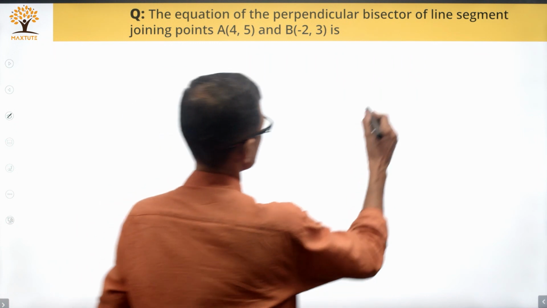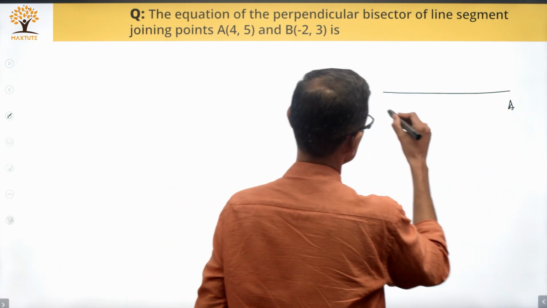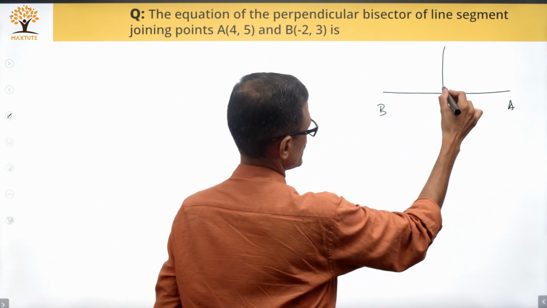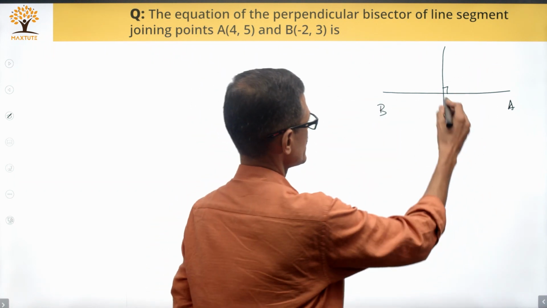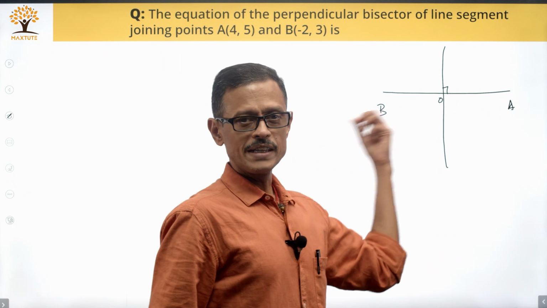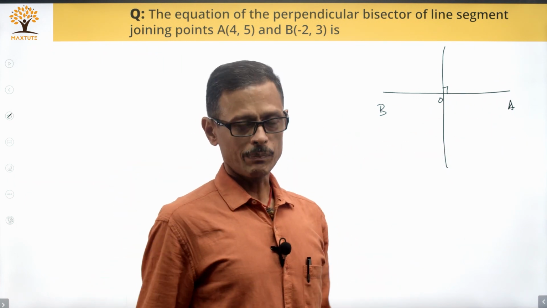We have a line, let us say this is line AB, and the perpendicular bisector of the line. So it is perpendicular to it, and it is bisecting it, which means that if we call this point O, OA will be equal to OB. It is dividing it into two equal parts.